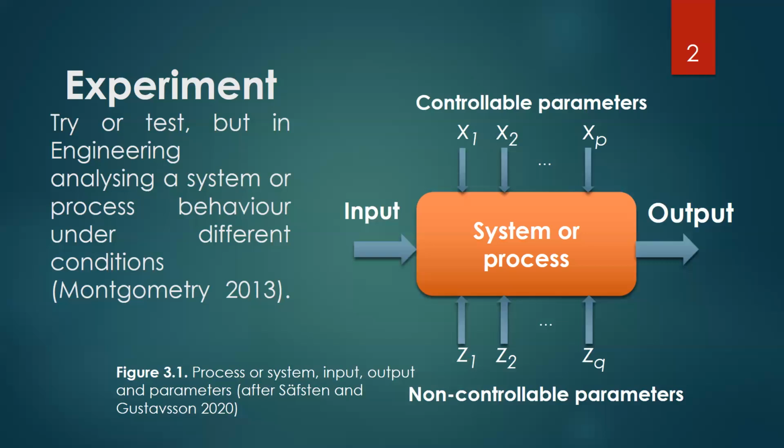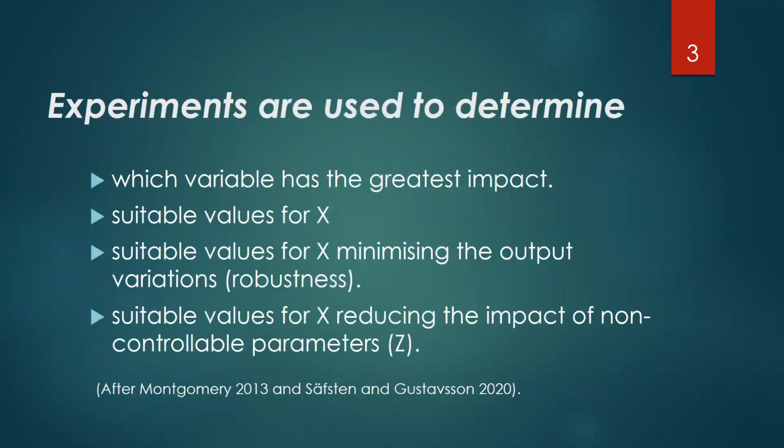These controllable variables will affect the process. And when you give the input to the system, it will influence the result, and what you get out of the system is an output. So this is an experiment that we have: some inputs, some parameters, controllable and non-controllable, and an output.